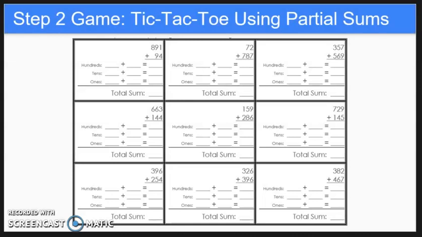The game for this step is another math tic-tac-toe game. This time, students should use the partial sum strategy to solve their addition equations.